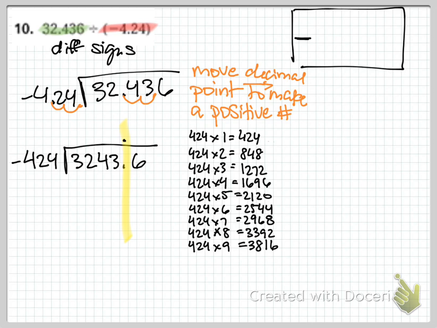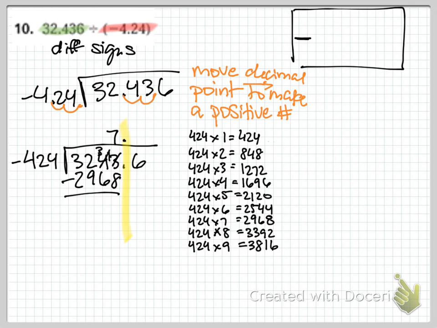So I'm looking at 3,243 first, and I can see that the highest I can go without going over is when I multiply by 7. So I'm going to put a 7 up here in my answer. That was a weird 7. And I'm going to subtract 2,968.